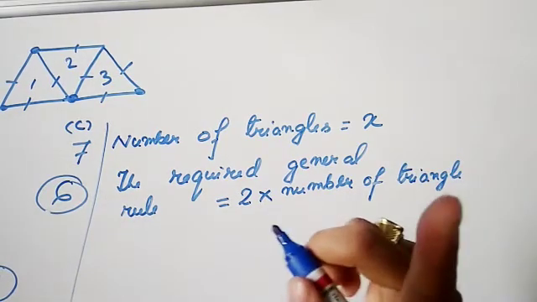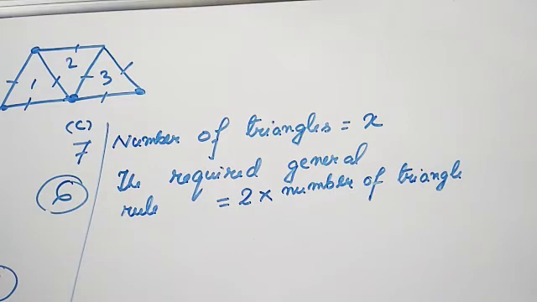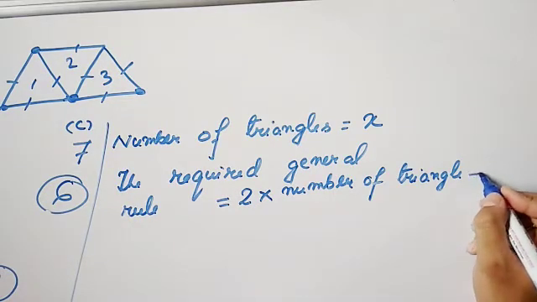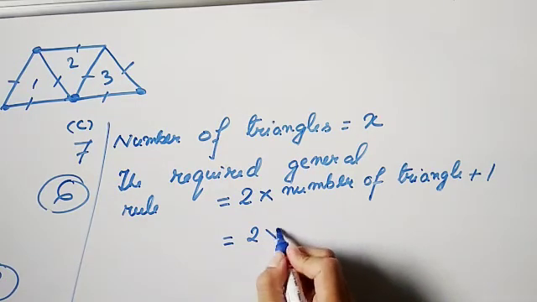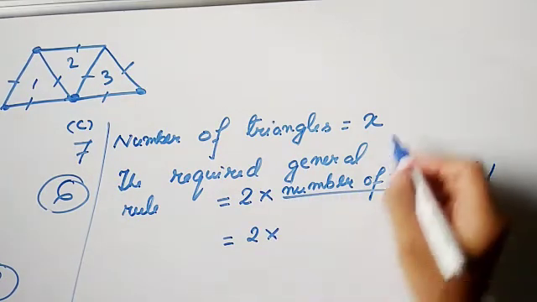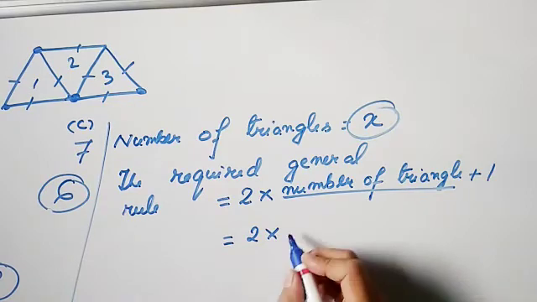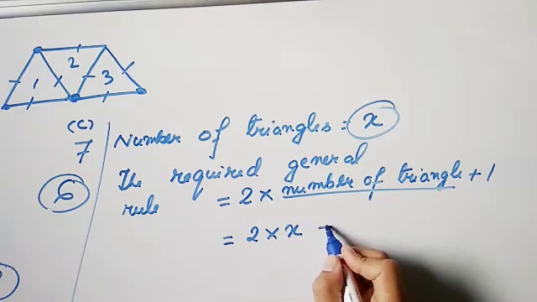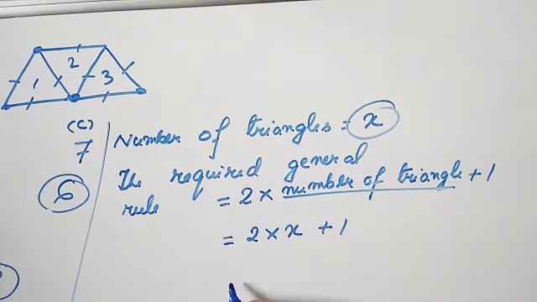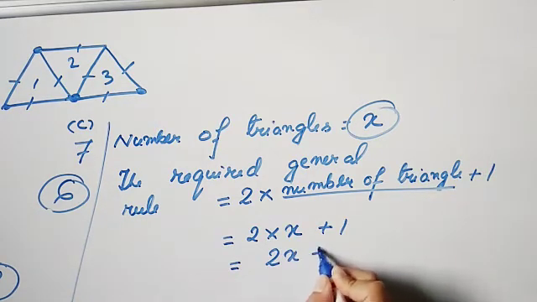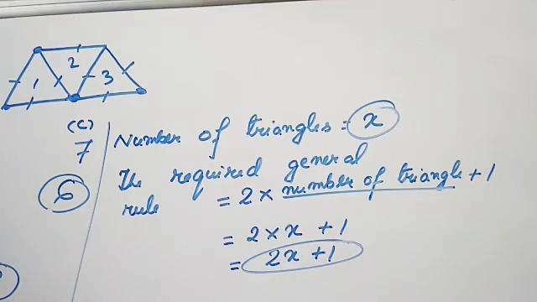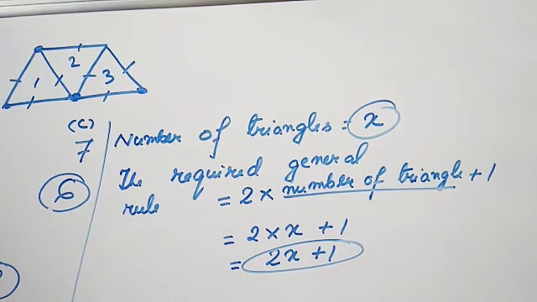And remember, we have removed one vertical matchstick from each triangle, right? So we have to add that one also, plus 1. Then we will get 2 times, instead of number of triangle, we have to substitute, yes, by x. 2 times of x plus 1. That is, our final answer will be 2x plus 1. So this is our required general rule, 2x plus 1. Understood, student?